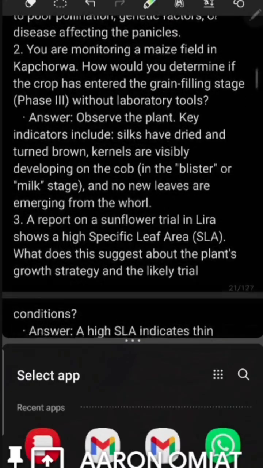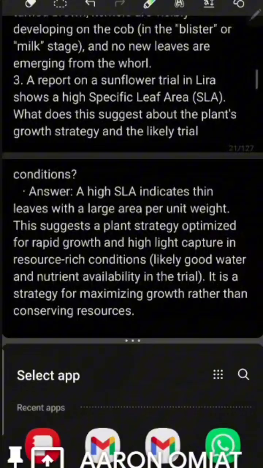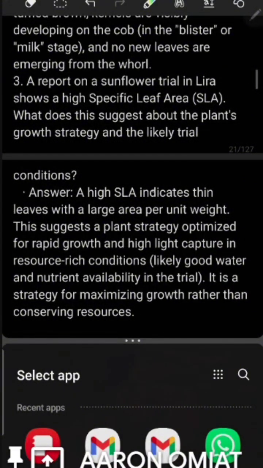Let's see the answer. These questions are becoming technical. A high SLA indicates thin leaves with a large area per unit weight. This suggests a plant strategy optimized for rapid growth and high light capture in resource-rich conditions, like good water and nutrient availability in the trial. It is a strategy for maximizing growth rather than conserving resources. All right.